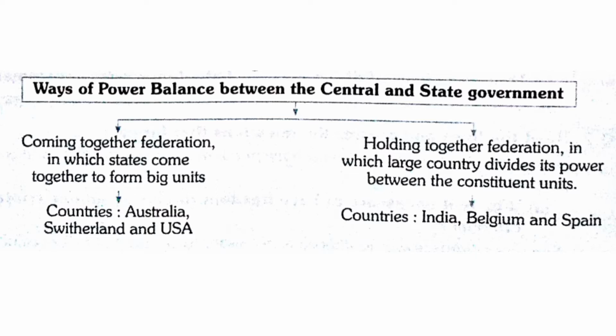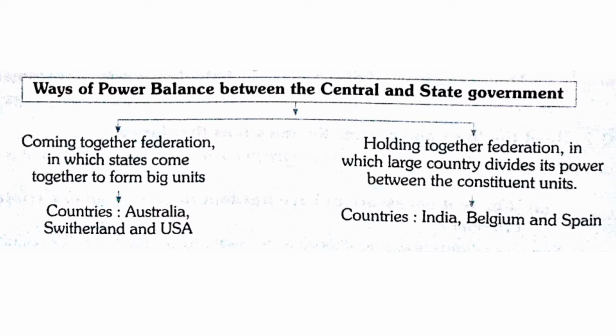Now the second route is known as the holding together federation. Here a large country decides to divide its power between the constituent states and the national government. Examples for this can be countries like India, Spain and Belgium. In this second category, the central government tends to be more powerful than the states. Very often, different constituent units of the federation have unequal powers. Some units are given some extra or special powers.